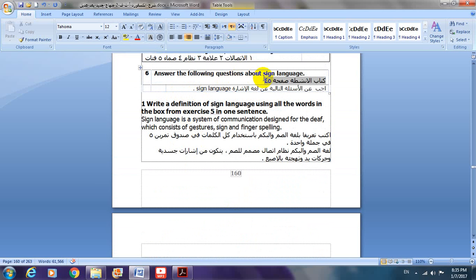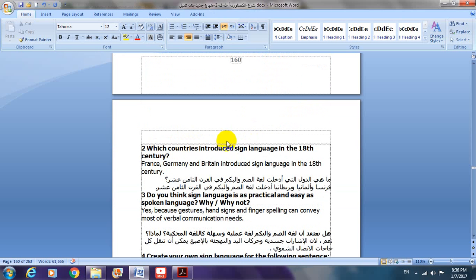Answer the following questions about sign language. 1. Write a definition of sign language using all the words in the box from exercise 5 in one sentence. Sign language is a system of communication designed for the deaf, which consists of gestures, signs, and finger spelling. 2. Which countries introduced sign language in the 18th century? France, Germany, and Britain introduced sign language in the 18th century.